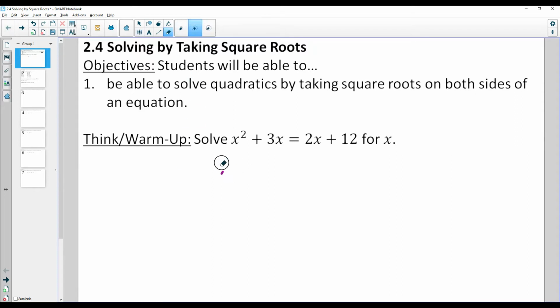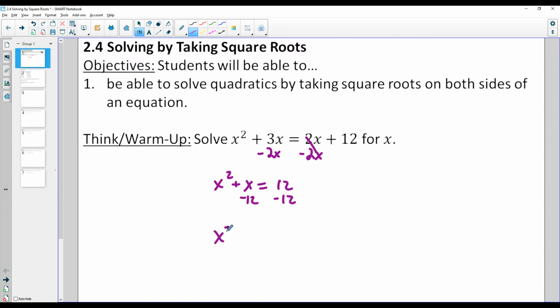What I would actually want to do is set one side equal to 0, and I preferably want my x squared to be positive. So I'm going to subtract this 2x over, and then I'd get x squared plus 3x minus 2x, which is just 1x, which is the same thing as x, equals, that's gone, and then I still have 12. Well, now I also want to get that 12 over, so now I have x squared plus x minus 12, and then 12 minus 12 is 0.